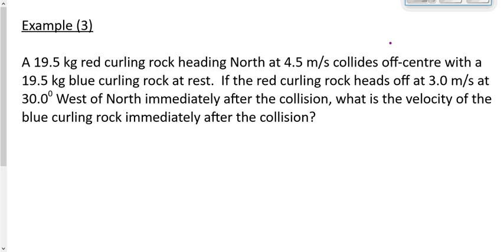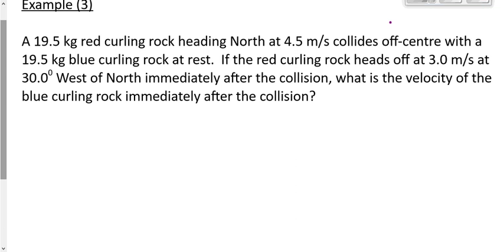We got a red curling rock going north, colliding off-center with a blue curling rock that's at rest. The red curling rock heads off at 30 degrees west of north. What's the velocity of the blue curling rock immediately after the collision? Okay. So let's make the red curling rock number 1. It's going north here at 4.5 meters per second.